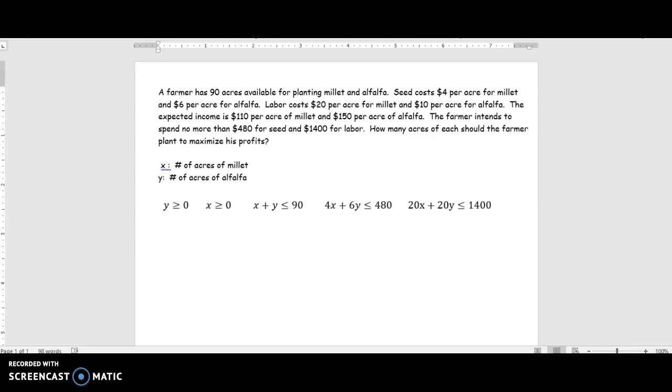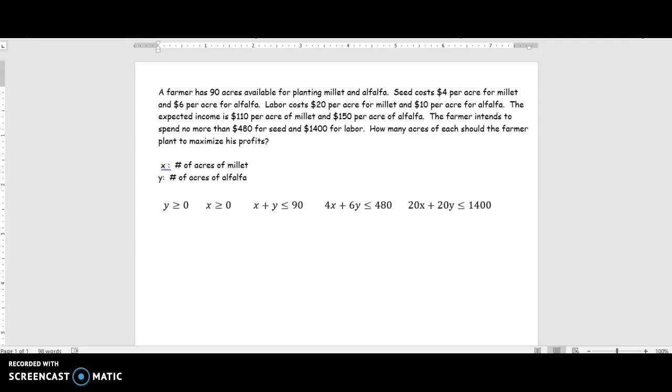All right, my daughter came home last night with a linear programming problem, and I thought I'd take a look at using Desmos to try and figure out the answer to the question: how many acres of each should the farmer plant to maximize his profits?